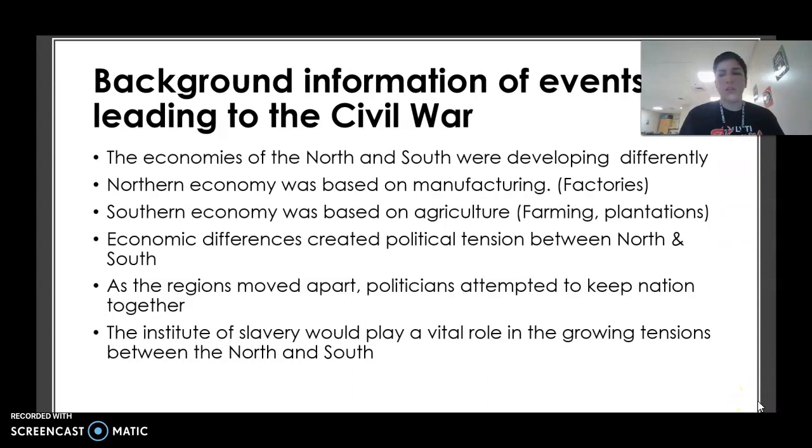You have two economies, one in the northern United States and one in the southern United States. They are both different economies. The northern economy is based on manufacturing, and the southern economy is based on agriculture. So in the South, they would grow cotton, they would send it up north, and in the North, they would make textiles or fabric out of that cotton, and you would end up getting different types of economies because of that and how people made money. So as the regions move further and further apart from each other because their businesses are so different, politicians really need to start working on keeping the nation together.